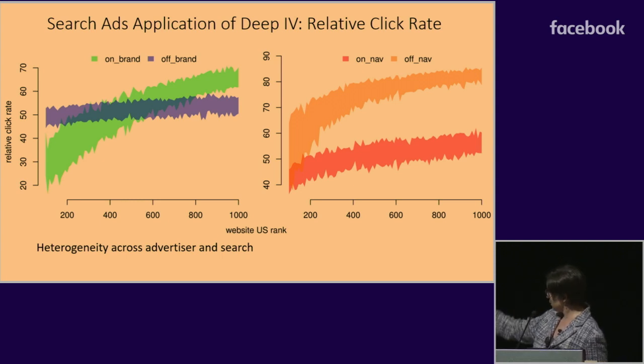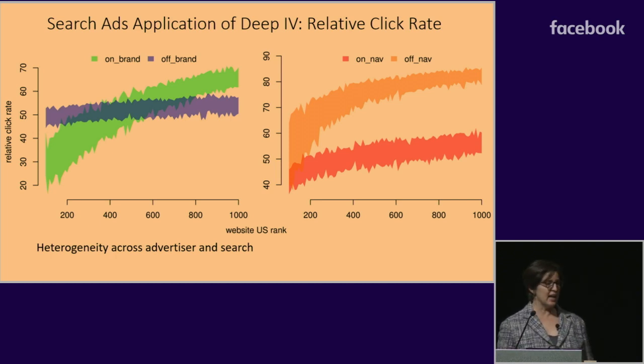So these low numbers mean that the relative click rate of, say, being in the second position was much lower than being in the first position. But if you were a very popular brand website, then being demoted to the second position didn't do much to your click-through rate because people who were looking for you would click on you anyways. So manipulation, in some sense, would be less effective for reducing clicks for brand queries.